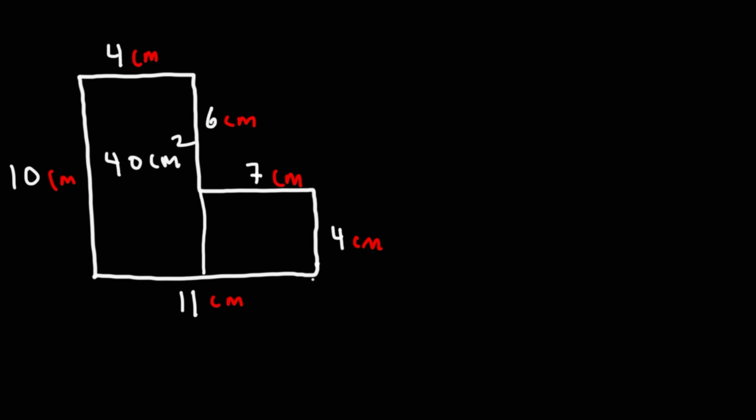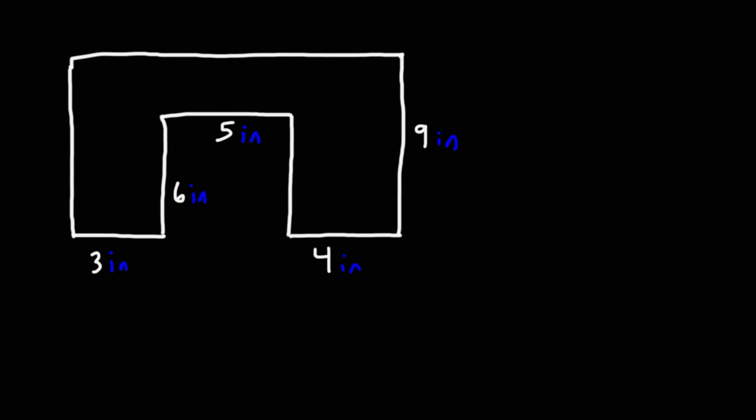And then for the second rectangle, it has a length of 7, a width of 4. So 7 times 4 is 28. If we add up 40 and 28, we will still get the same answer, 68 square centimeters. So it really doesn't matter how you decide to break up the composite figure. Your answer should still be the same.